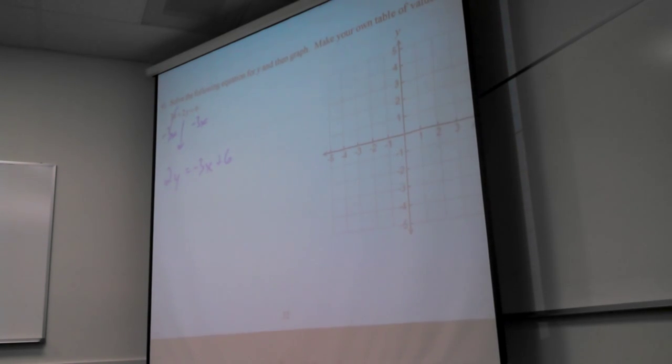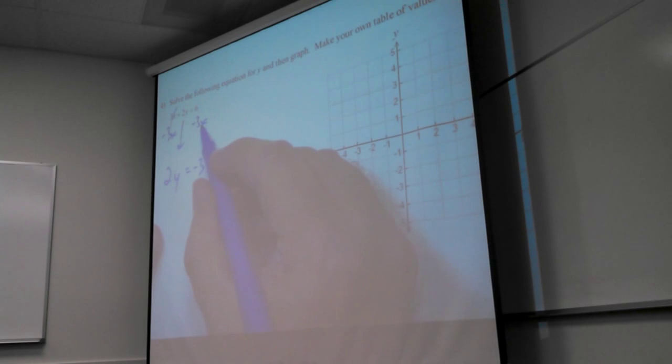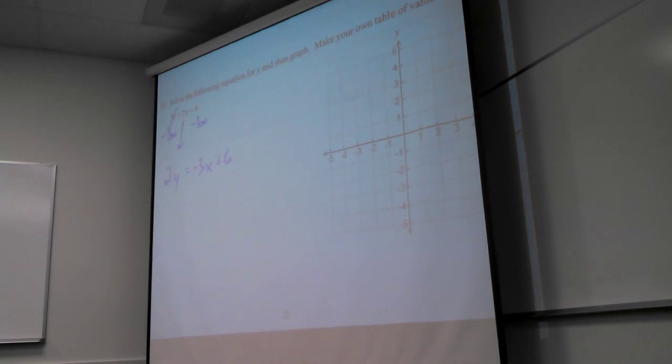So are we cool with that? So this is 6 minus 3x, which is the same thing as negative 3x plus 6. I can turn that around. And then the last thing here is divide by 2. So you get y equals negative 3 over 2 x, plus 3.